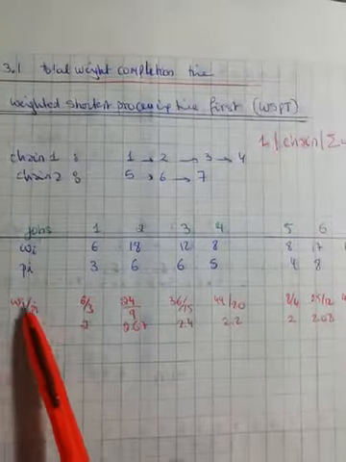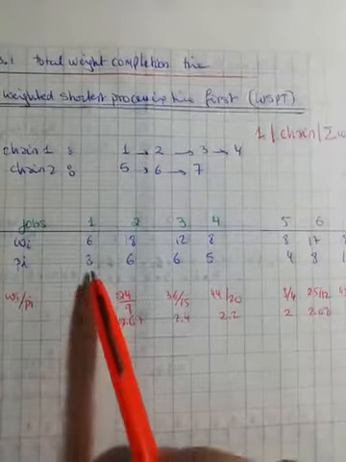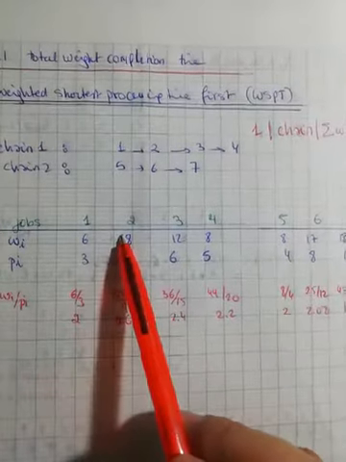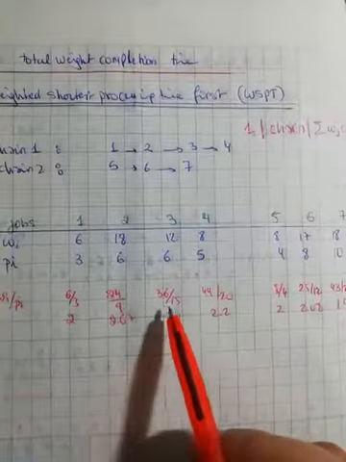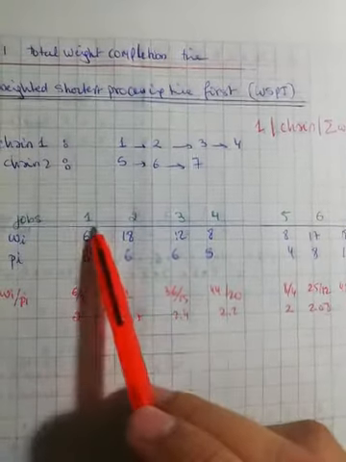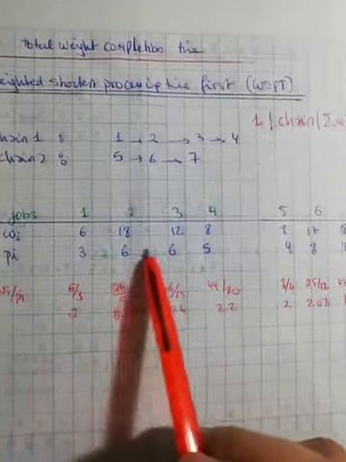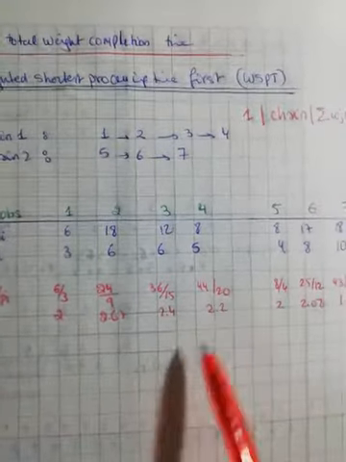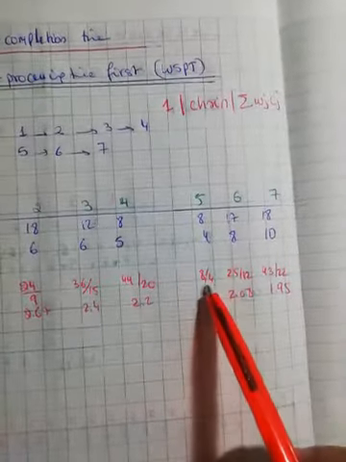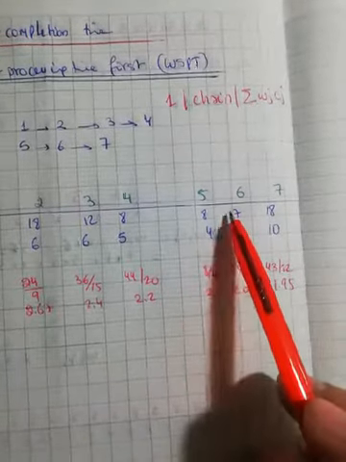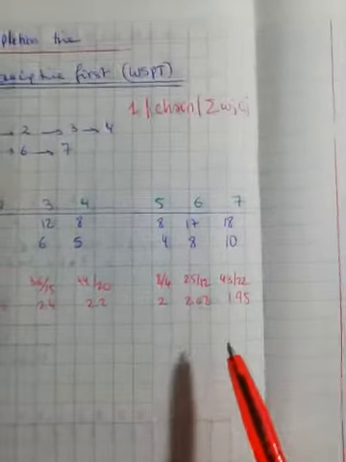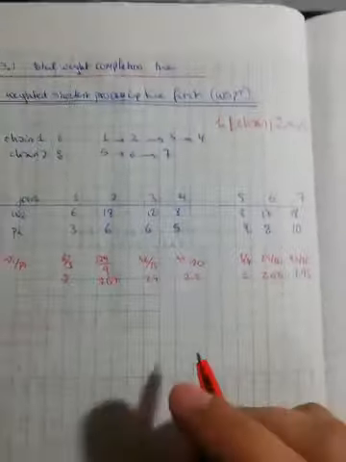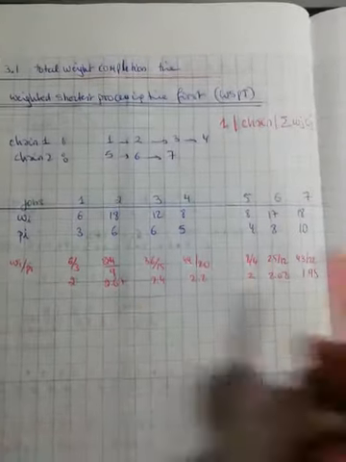So the best way is to find W over P. 6 over 3, then the summation: 6 plus 18, 24, divided by 9 plus 12, 36 divided by 15. So the summation of all numerators of W divided by all denominators of P, 44 over 20, 8 over 4, 17 plus 8, 25 divided by 12, 43 divided by 22. So we find the largest value here, which is 2.67.